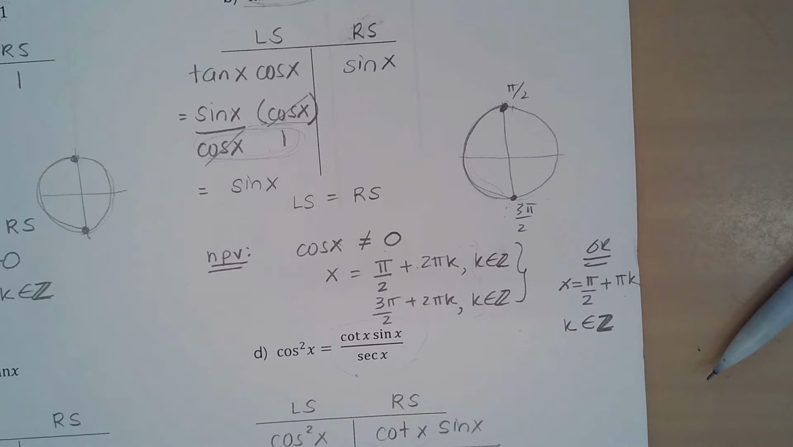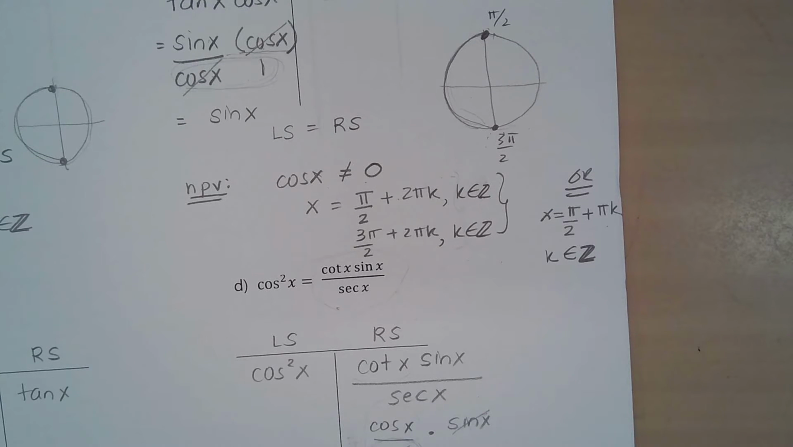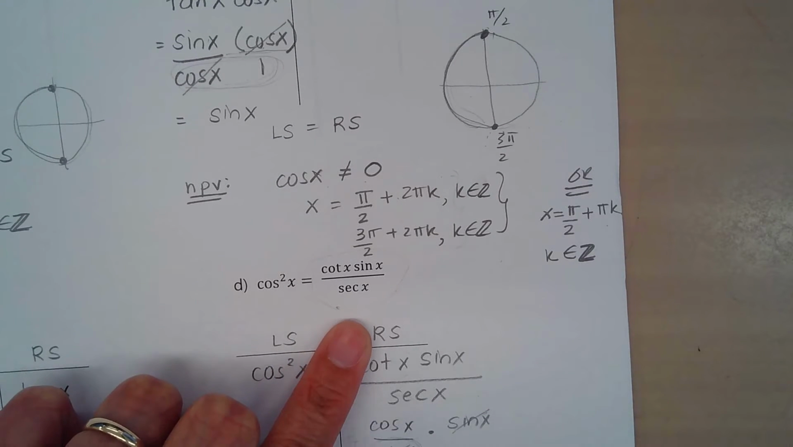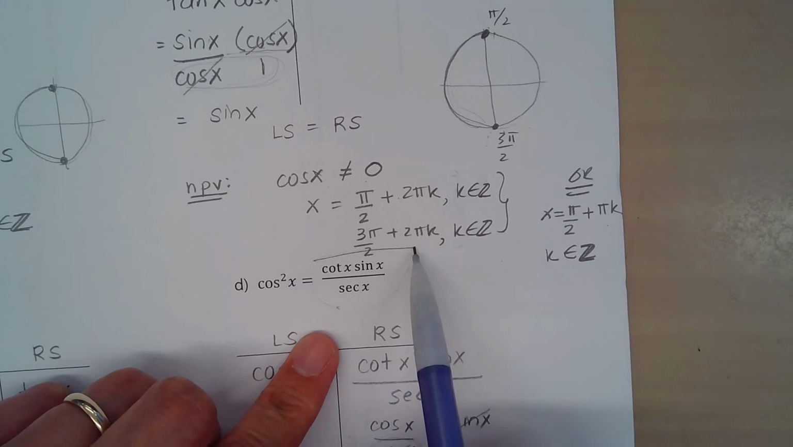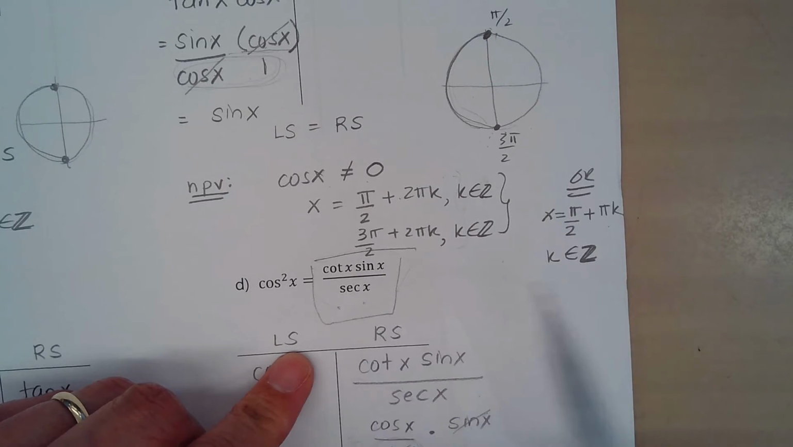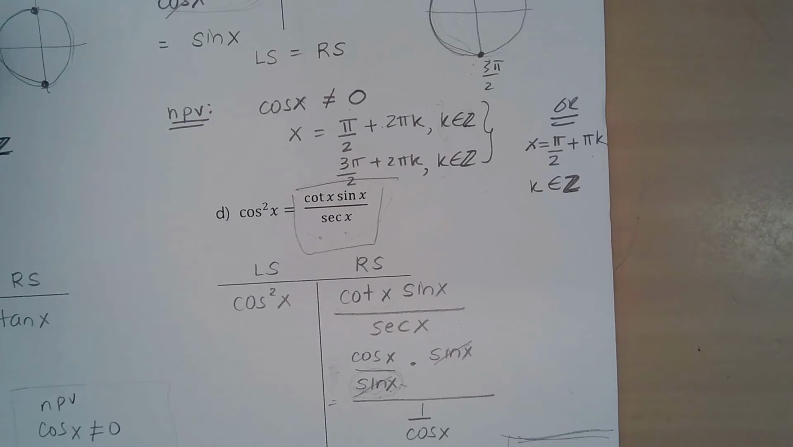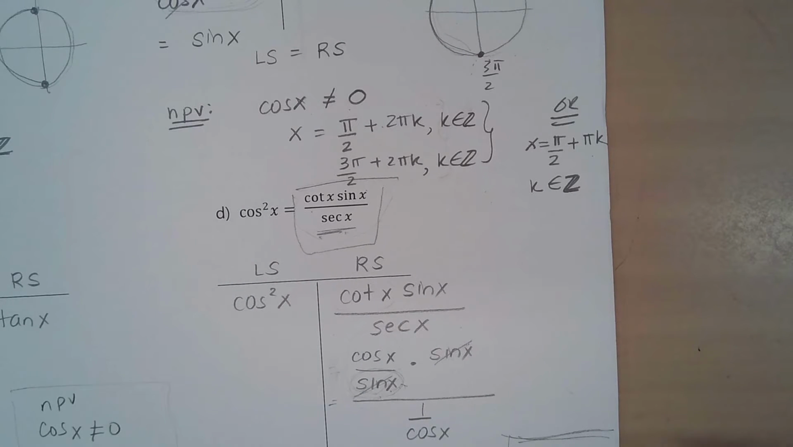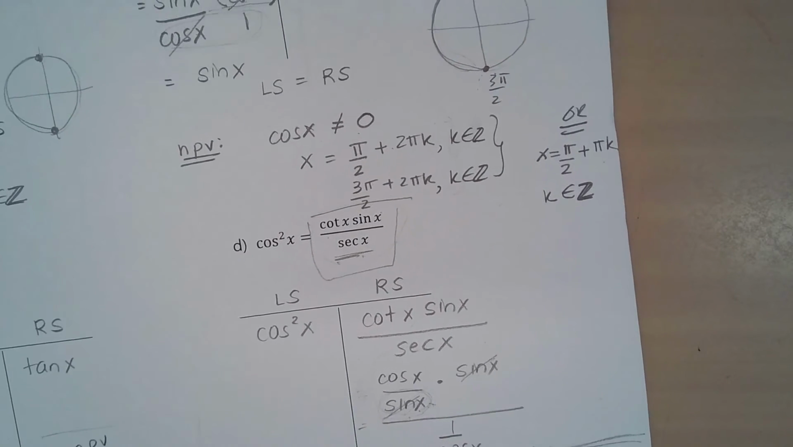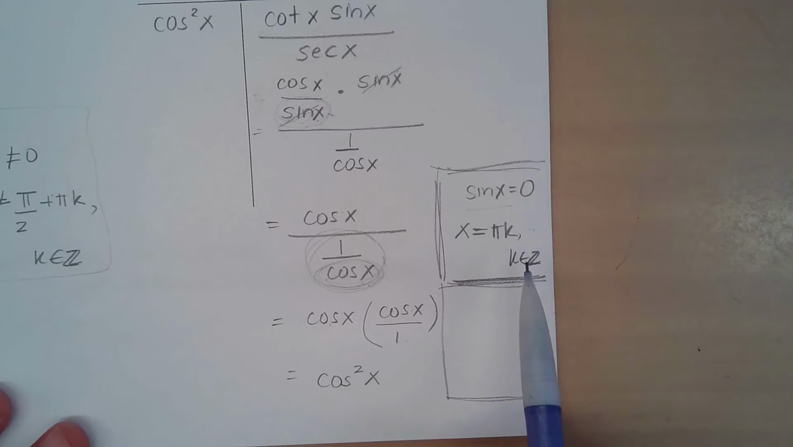Oh, I see. Isn't it cos squared of x? No, y equals, on the other side. Just graph the simple one and see what that one looks like. Okay, so we're going to take a look at the cotangent of x times sine of x divided by the secant of x. Okay. Now it looks like when you look at this, there's no asymptote.